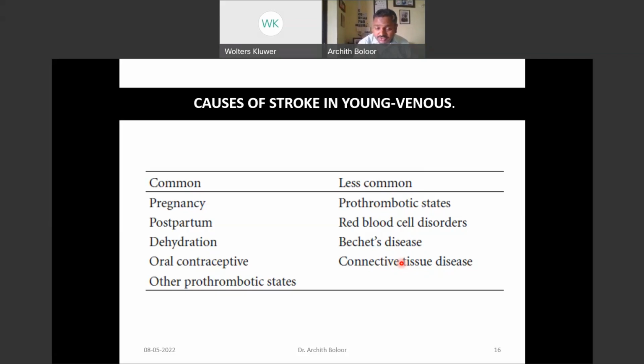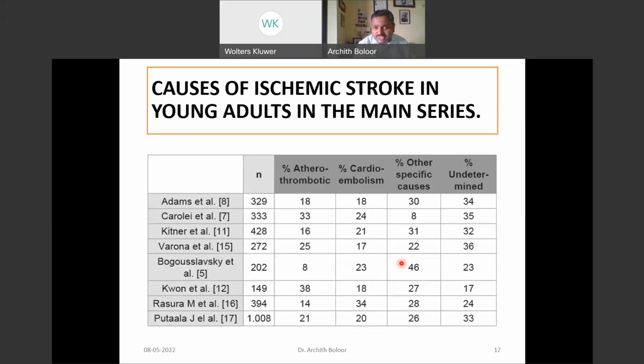And oral contraceptive use is associated with that. And the APLA syndrome, which I discussed, is associated with that. And connective tissue disorders can also be associated with venous stroke. So this is a little different, where venous stroke is one of the strokes where we have to give anticoagulants. Other than embolic strokes, venous stroke is where we give anticoagulants, which are traditionally not given for arterial strokes.